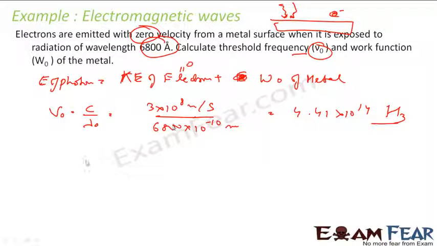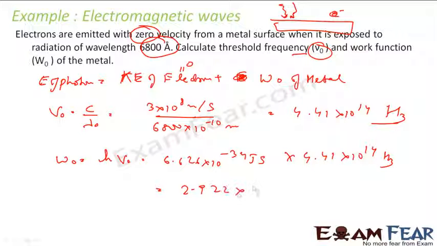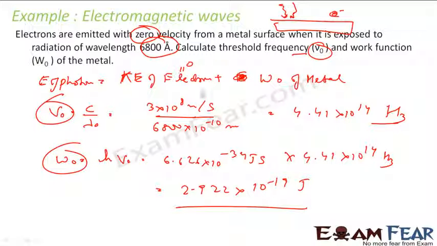Find the work function. Work function will be nothing but the energy of photon, that is h mu naught, that is 6.626 into 10 to the power minus 34 joule second, the value of Planck constant, into the mu naught we got, 4.41 into 10 to the power 14 hertz, right? So you solve this, you get 2.922 into 10 to the power minus 19 joule. See, the trick part here was the kinetic energy is zero, so this velocity is zero, so this part becomes zero. That is something which you have to understand.